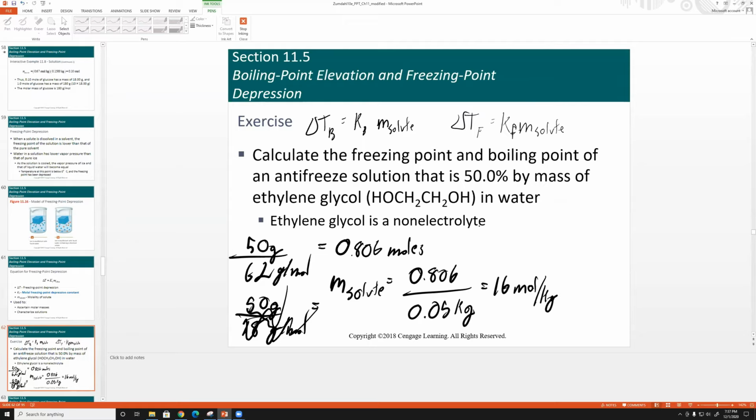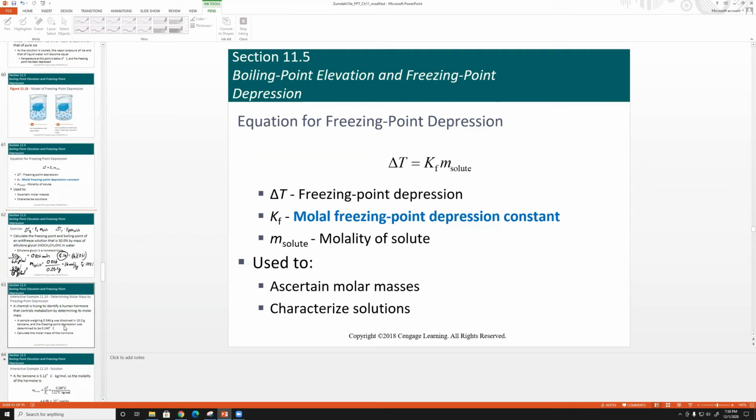Now we can put that into our equations. Oh, I didn't put the constants for you. So KB is going to be 0.51, my bad. So it'll be 16 times 0.51, which is going to equal 8.16. Now this 8.16 is the change in boiling point elevation. So that means our new boiling point will be 108.16. So TB equals 108.16 Celsius.